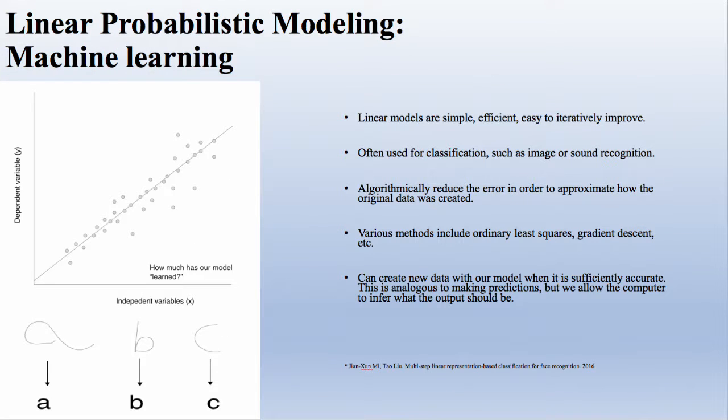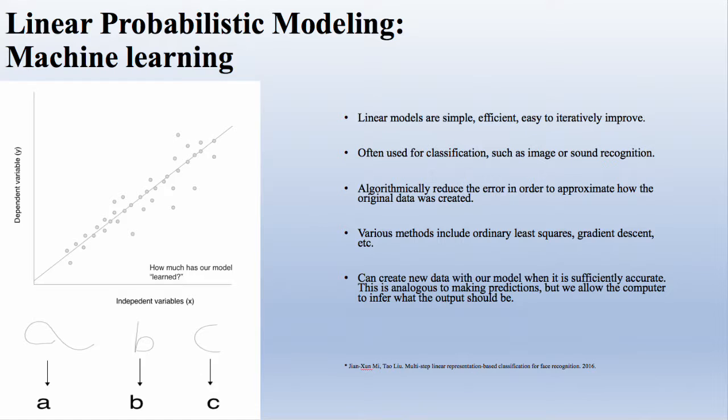Linear probabilistic modeling is popular in machine learning for certain tasks like classification or image or sound recognition. And this is because linear models are simple to understand, they're efficient, and they're easy to iteratively improve. One such example might be recognizing handwritten text.